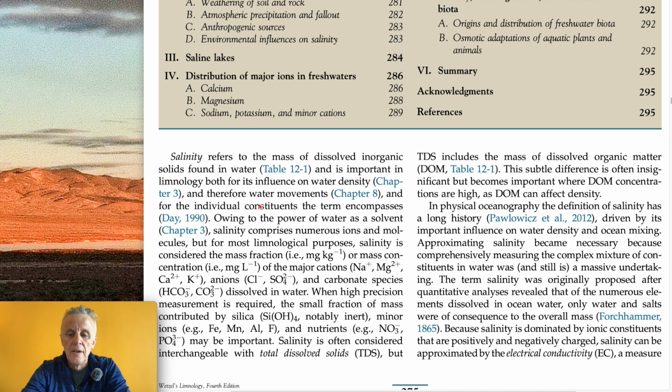In physical oceanography, the definition of salinity has a long history driven by its important influence on water density and ocean mixing. Approximating salinity became necessary because comprehensively measuring the complex mixture of constituents in water was, and still is, a massive undertaking. The term salinity was originally proposed after quantitative analysis revealed that of the numerous elements dissolved in ocean water, only water and salts were of consequence to the overall mass.